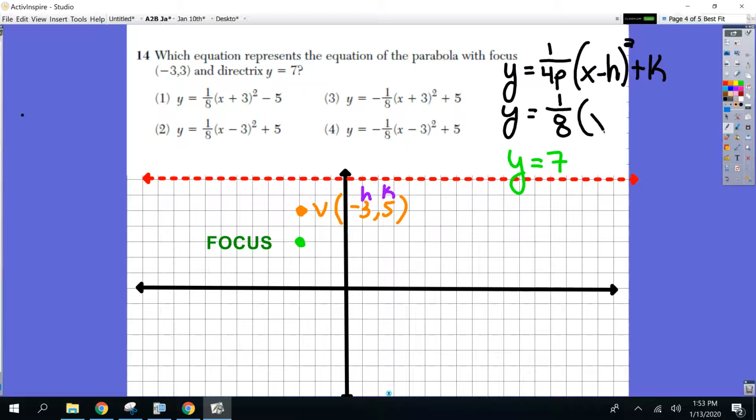So it'll be x. What happens when I plug in that -3? Good job. Plus 3, all squared, plus 5. And then we're like, yeah, here we go. Where am I here? Choice 3? That's not even a choice. The one I have up there now.